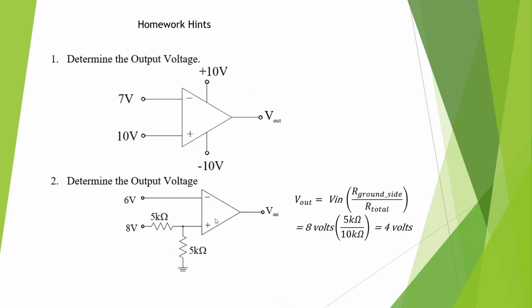Here we have another comparator, 6 volts, and a voltage divider. Here's our formula for our voltage divider. But this one's very simple. This is just two equal size resistors, so it's a voltage divider exactly in half. So this one is going to be 4 volts on the input. And 4 volts is less than 6. 6 is going into the inverting side, excuse me. And so it's going to be driven to the negative rail.